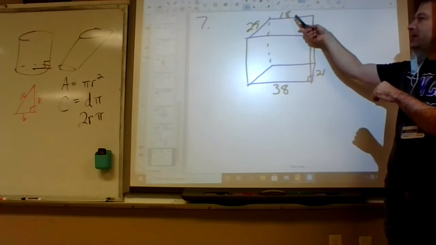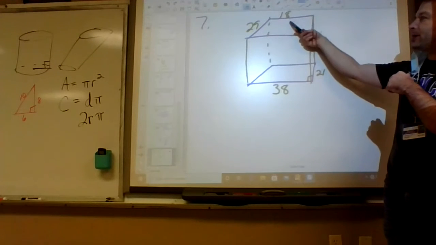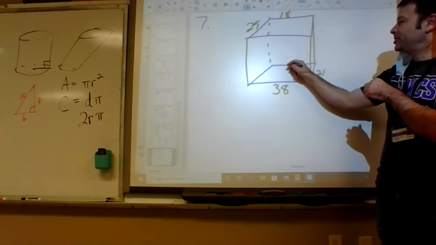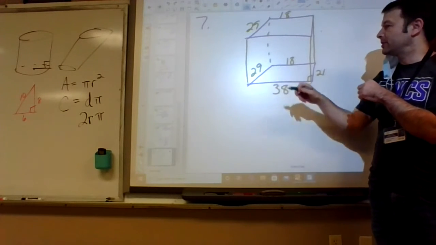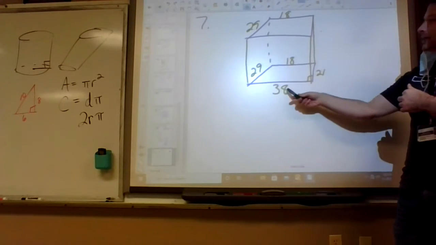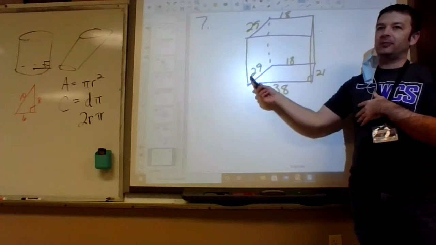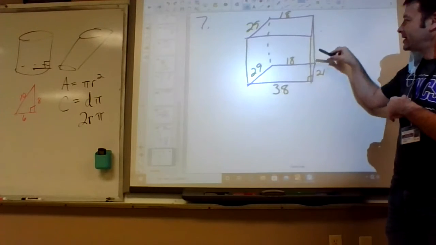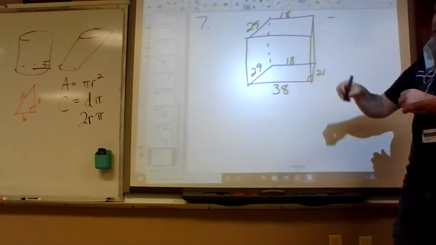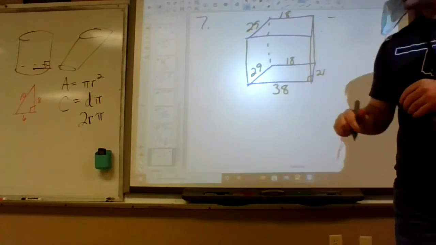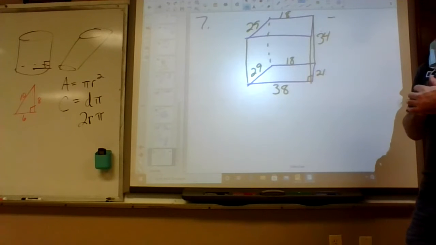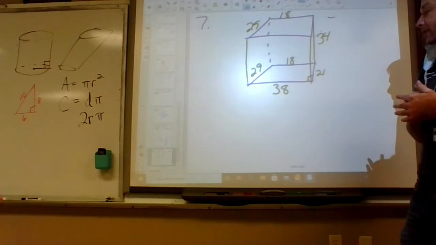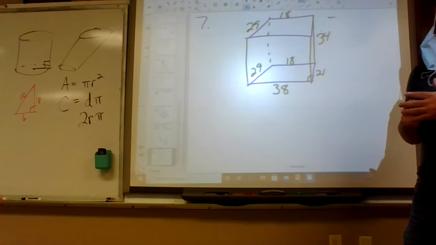Because it's a prism, we know the top and bottom are the same. So this must be an 18, just like that one. This must be a 29, just like that one. So you add all four of these together, that's the perimeter of the base. We take that times the height of the prism, which is 34. And that will be our lateral surface area. So somebody needs to plug that in.